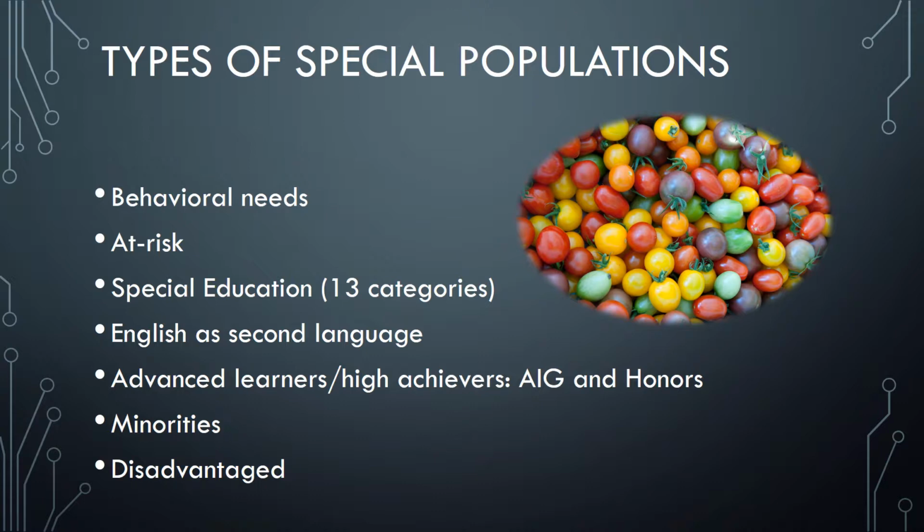Then we have our minority groups and the disadvantaged. Now, when I speak of disadvantaged, I'm talking social, economic. Maybe kids are neglected at home. They come into school, there's not much motivation. We have to go the extra mile to take care of those kids.